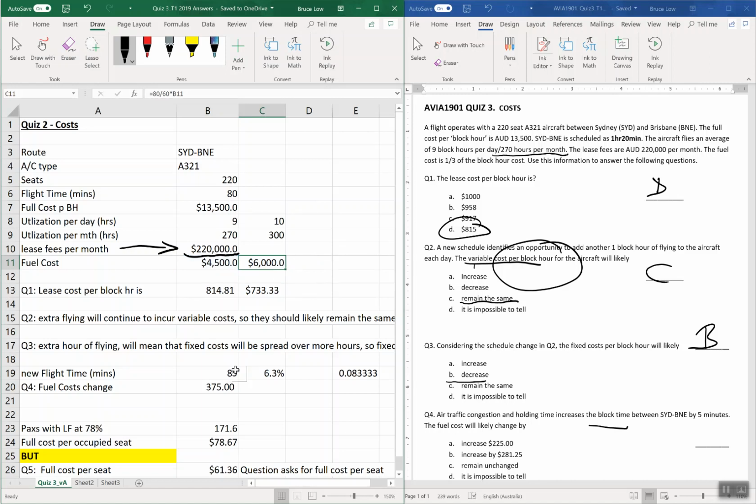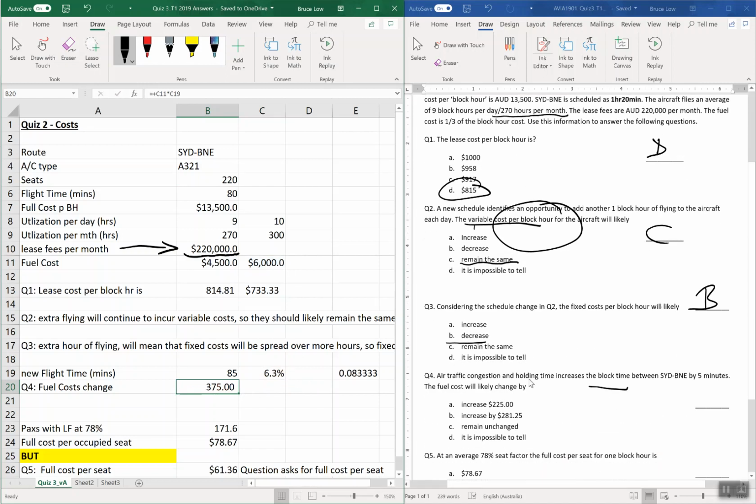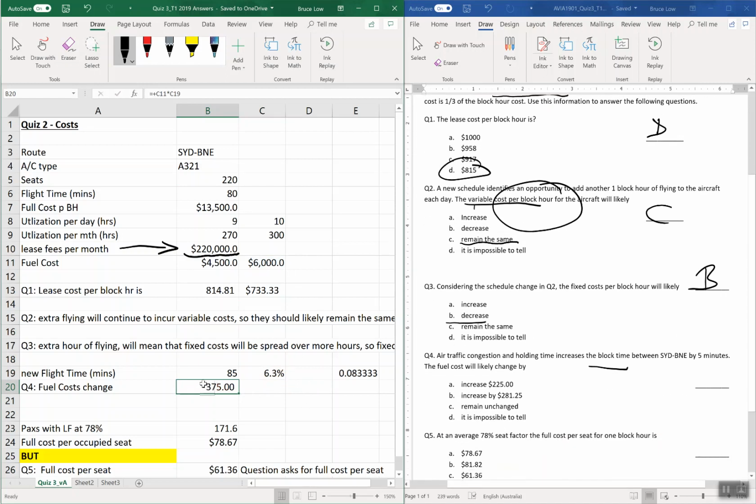For 85 minutes, it's 6.3% more, and 6.3% of 6,000 gives you $375. So your fuel cost will increase by $375 if you add an extra 5 minutes of block time. So the answer is not actually there, so I've given everybody that one free.